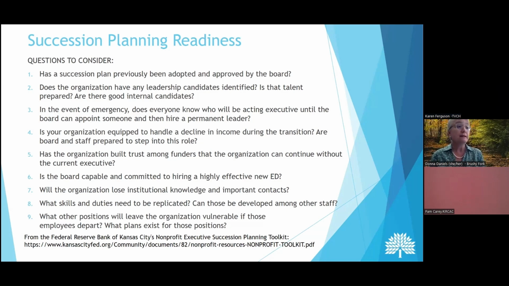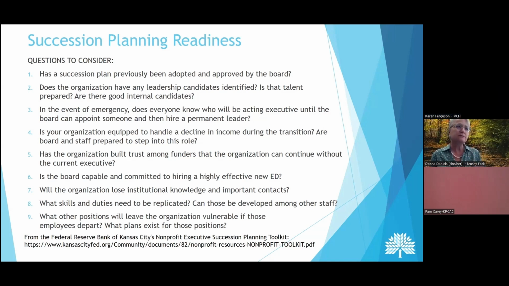What other positions will leave the organization vulnerable if those employees depart? It's not always about the executive director leaving. It could be that you have a really strong chief financial officer who has really managed the resources and been the right-hand person of that executive director. And if that person leaves, then that area, the finance area, could suffer. And so what plan exists to replace that person or to pick up the pieces that that person was holding until you could get another strong person into that role? We often run organizations now with those types of teams, and so any loss on an executive team could be significant to an organization.